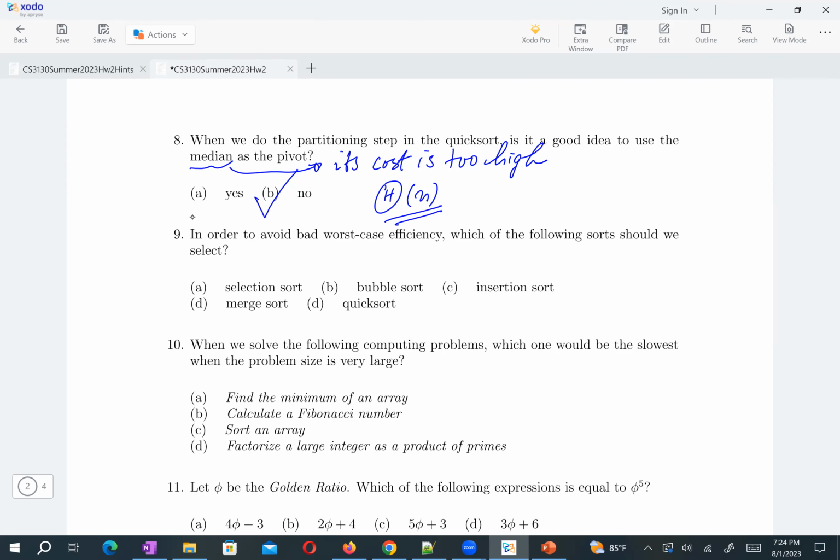In order to avoid bad worst case efficiency, merge sort. Because for all the other sorts, the worst case is big theta of n squared, including quicksort. All of them are n squared in the worst case, but only merge sort is n log n.